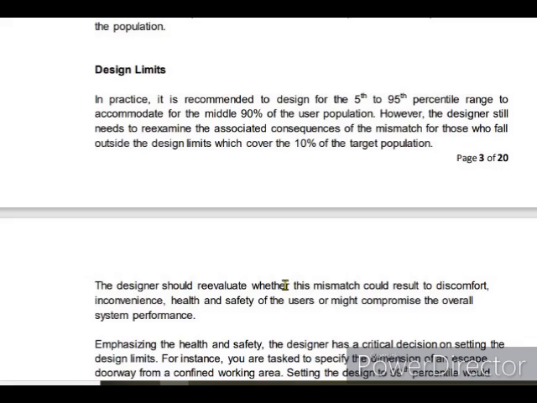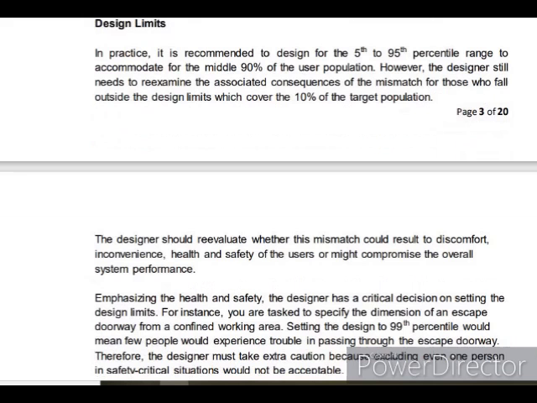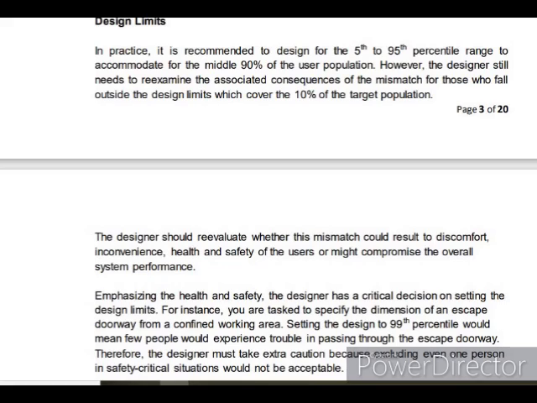In practice, it is recommended to design for the 5th to 95th percentile range. So remember that, okay? To accommodate the middle 90% of the user population. However, the designer still needs to re-examine the associated consequences of the mismatch for those who fall outside the design limits, which is over 10% of the target population. Of course, we have to be sure that at least 90% and up, 95% and up, our design will fit our population.